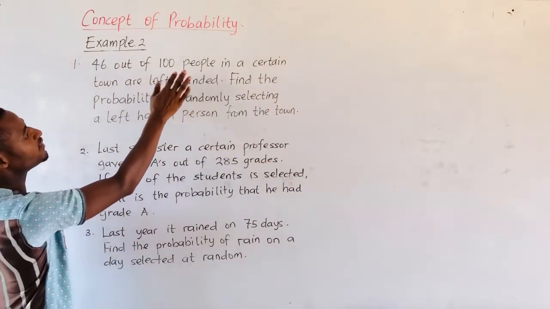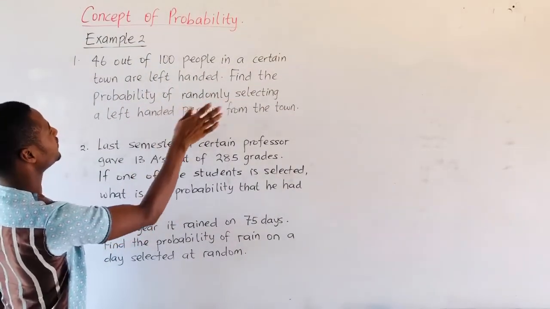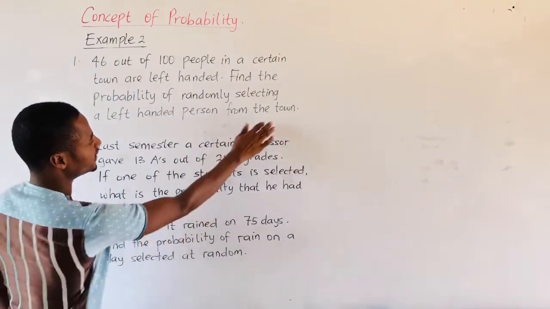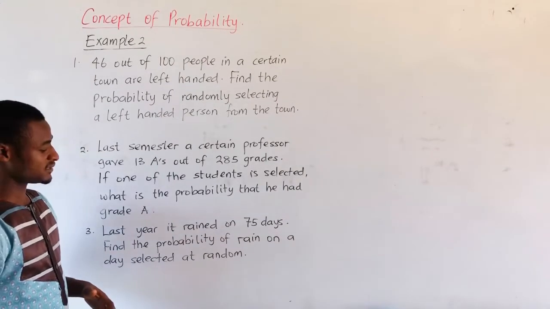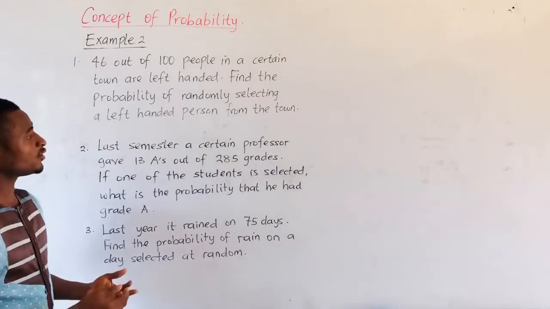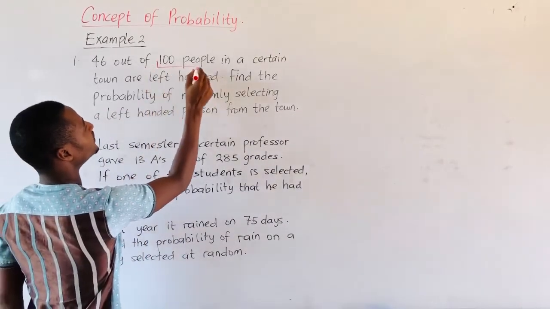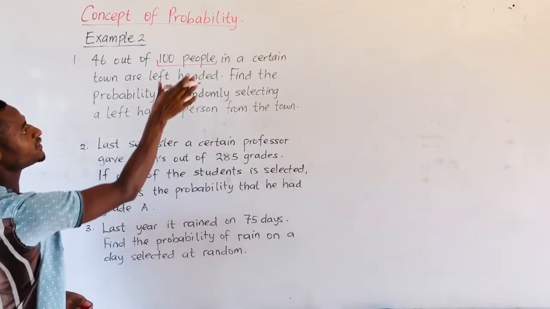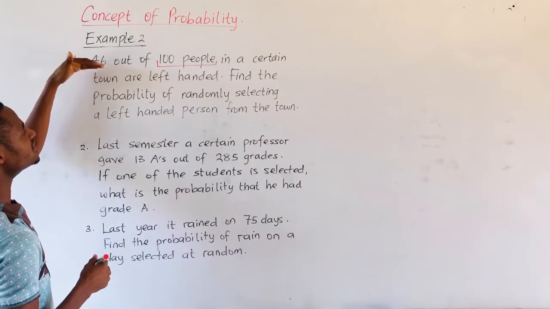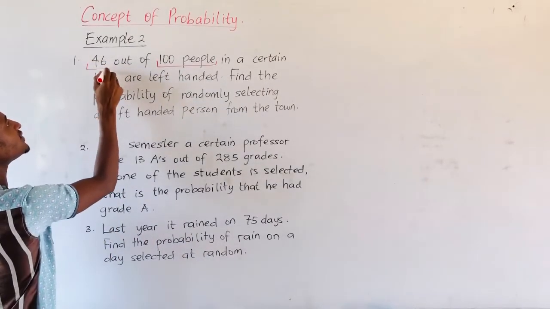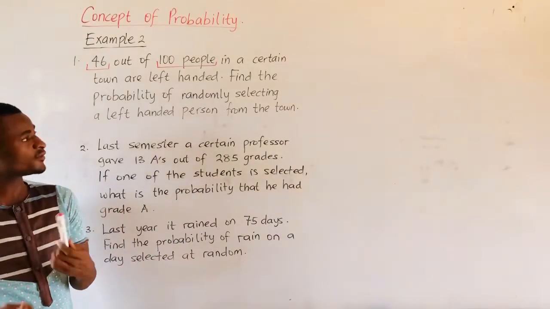46 out of 100 people in a certain town are left-handed. Find the probability of randomly selecting a left-handed person from the town. We have already discussed sample space and events, and sample space is a collection of all possible outcomes. In this question, we have a total of 100 people in a town, so that becomes our sample space. Then from that 100 people, 46 are left-handed, so this becomes our event. We have already said that the event is a subset drawn from the sample space.